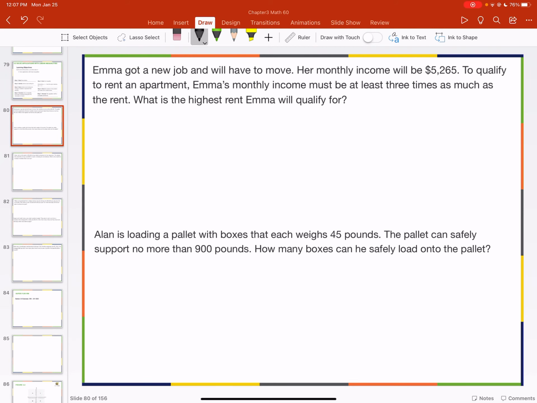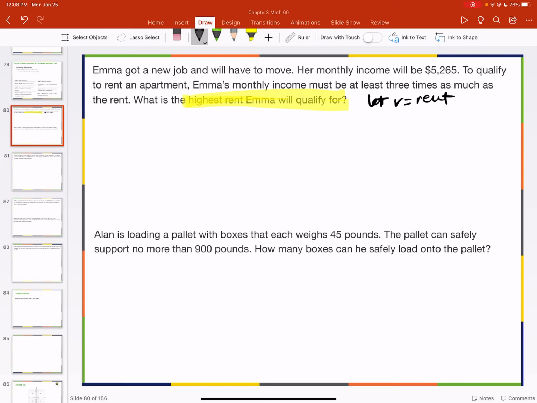Emma got a new job, and she will have to move. Her monthly income will be $5,265. To qualify to rent an apartment, her monthly income must be at least 3 times as much as the rent. What is the highest rent Emma will qualify for? First we need to find out what the question is. They're asking the highest rent Emma will qualify for. So we're going to let R be the rent. You could use X, I guess, whatever.